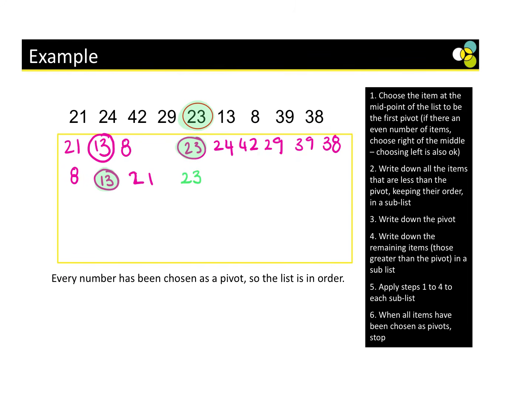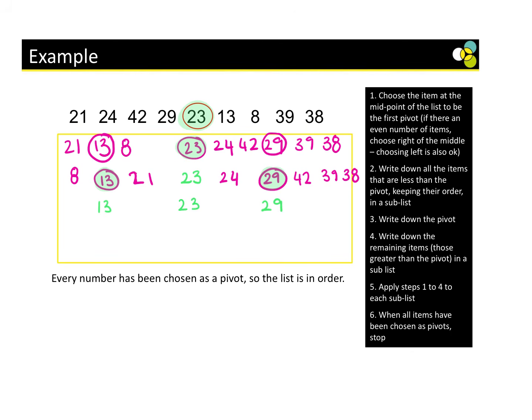Now, I look on the other side of the list. What's in the middle? 29. So 29 is our new pivot. Okay. Anything less than 29 goes on the left-hand side. 24. Anything greater than goes on the right-hand side, still staying in order. 42, 39, 38. Okay. So now, these have already been pivots.